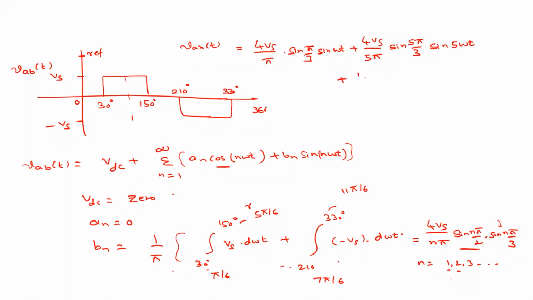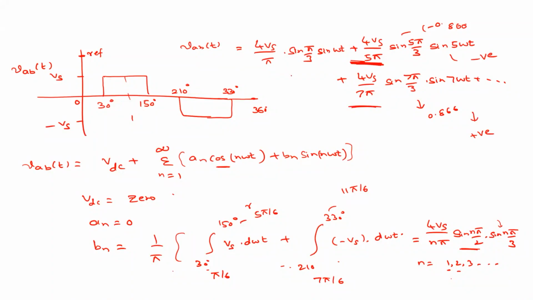Similarly, the 6th is absent. So next it is 4 Vs by 7 pi, sine 7 pi by 3, sine 7 omega t, and so on. What is the exact value of sine 5 pi by 3? It is minus 0.866. And sine 7 pi by 3 is 0.866. Clear? So the fifth harmonic term is negative, and the seventh harmonic term is positive.